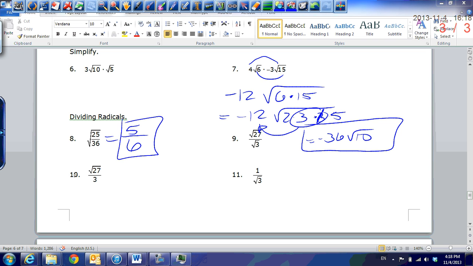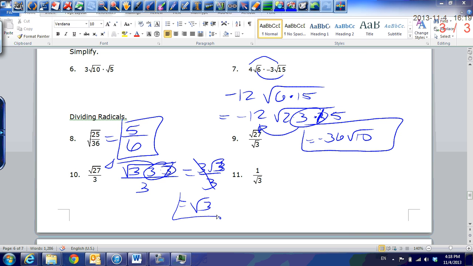That's easy. But for like number 10, we can break 27 into 9 times 3 or 3 times 3 times 3 over 3. And then since I got a pair, one goes away, then one goes outside, and I have 3 root 3 over 3. The 3's cancel out because it's the same number over the same number, and my answer is just 3. We'll come back to 11 here in a second.